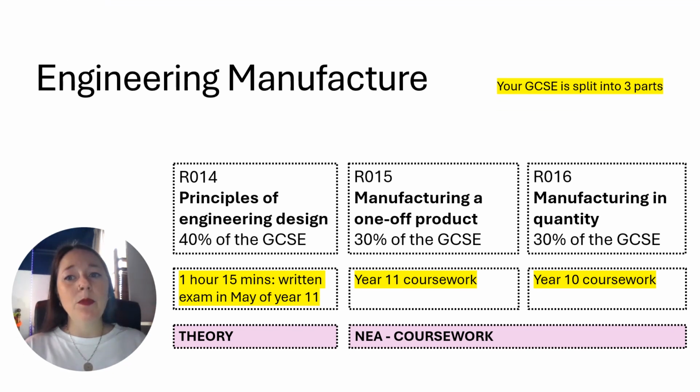So your GCSE will be split into 3 parts. The first one is Principles of Engineering Design, which is 40% of the GCSE, and that will be assessed through a 1 hour 15-minute written exam in Year 11. The next 2 units are coursework units. So one is manufacturing of a one-off product and the other is manufacturing in quantity, and they're 30% each. And I will go on to talk about all of those units in more detail now.